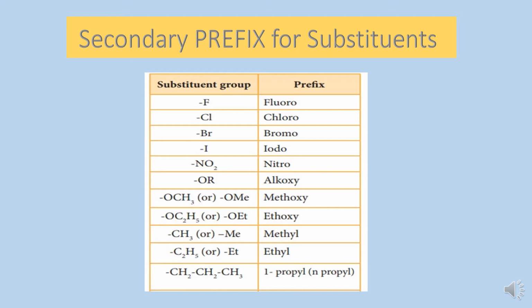Let us see a few examples of secondary prefixes for various substituents. For halogen groups, the prefixes are fluoro, chloro, bromo, iodo. For the nitro group, the prefix used is nitro. For the ether group, the prefix used is alkoxy. For example, if it is OCH3, then the prefix used is methoxy. For OC2H5 it is ethoxy. And simple alkyl groups are named in the form of prefixes like methyl, ethyl, propyl, etc.